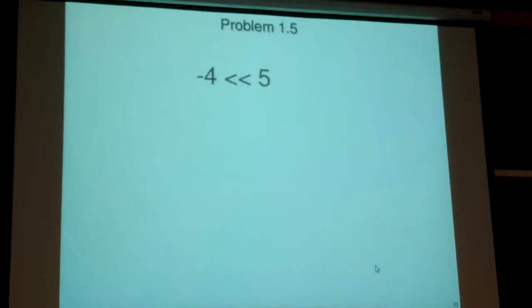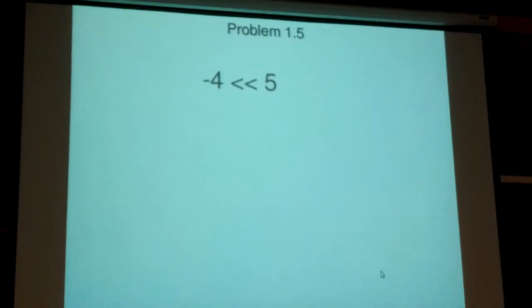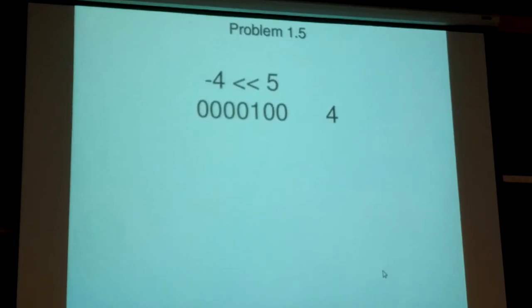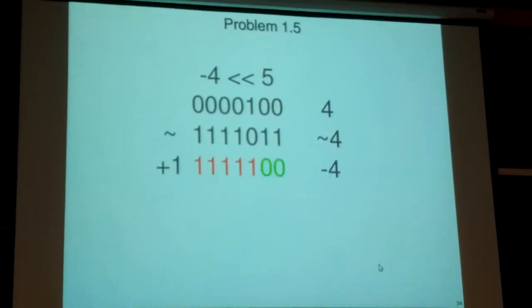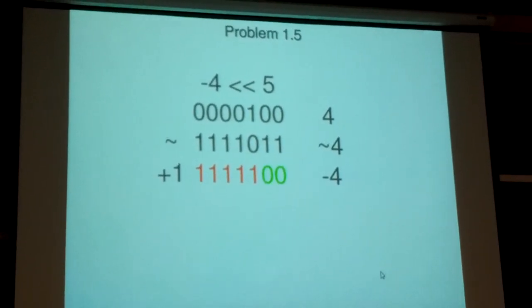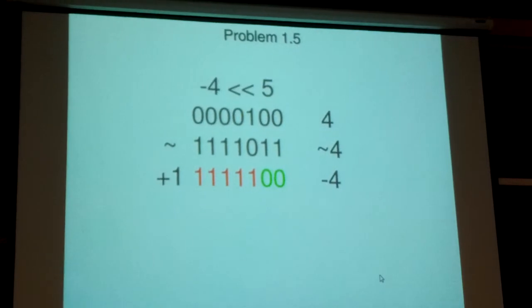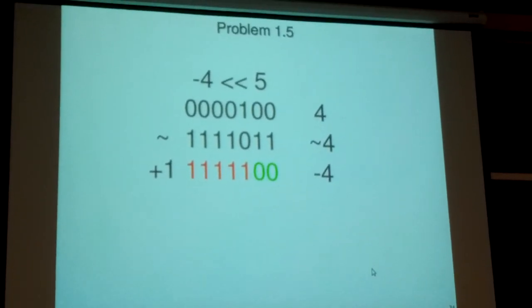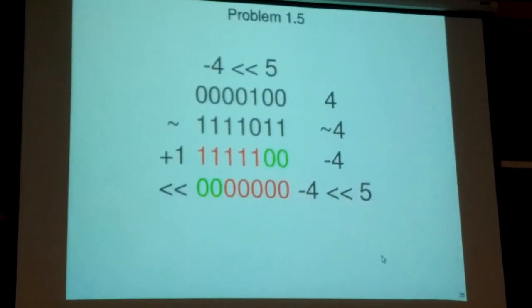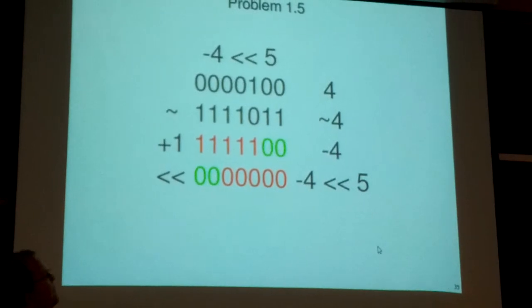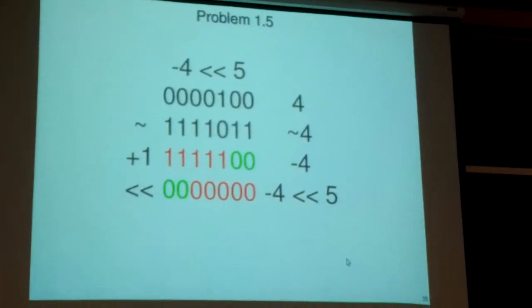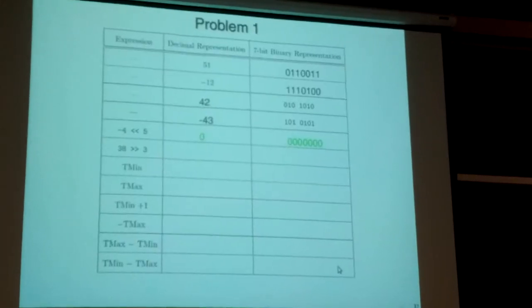Okay, next one is a shift. We're shifting negative 4. So we'll take 4, because I don't do negative numbers off the top of my head. We'll complement it, we'll add 1 to it, and this is negative 4. We're going to shift it 5 positions from the left. That means the digits in red are going to fall off, and we're going to get new digits in red, which will be zeros. When you shift from the left, you always shift in zeros. And so negative 4 shifted 5 is 0.